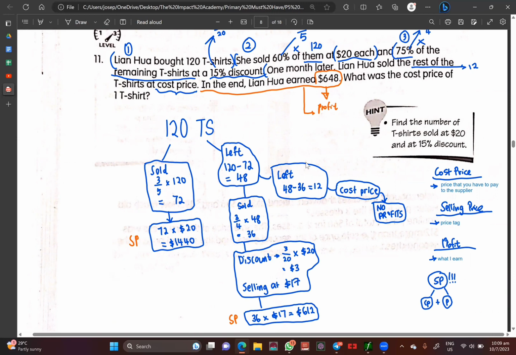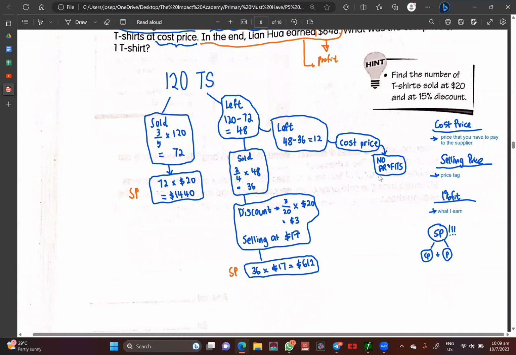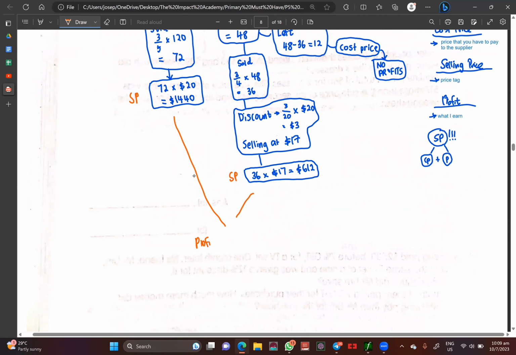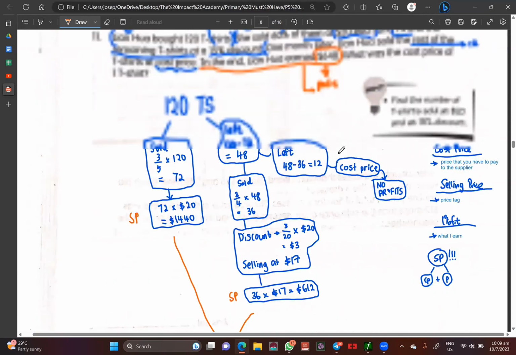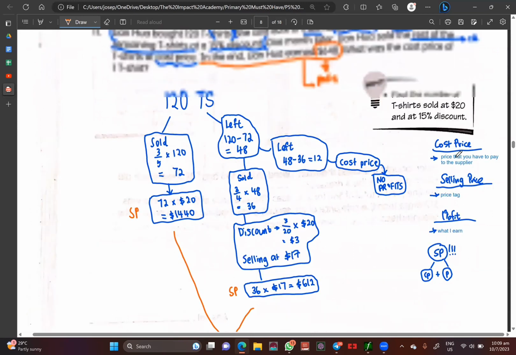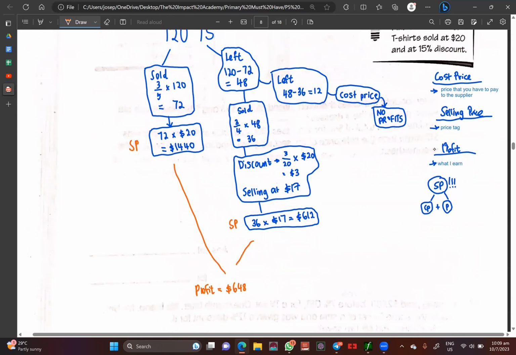Now, because this 648 is profit, do you remember just now I said that cost price does not have any profit? What I'm trying to tell you is that this profit of 648 came from these two parts. Now, the question wants us to find the cost price of one t-shirt. Remember the cost price is over here, so this is what they want us to find. Now I have this 648 as the profit, and I also have the selling price.